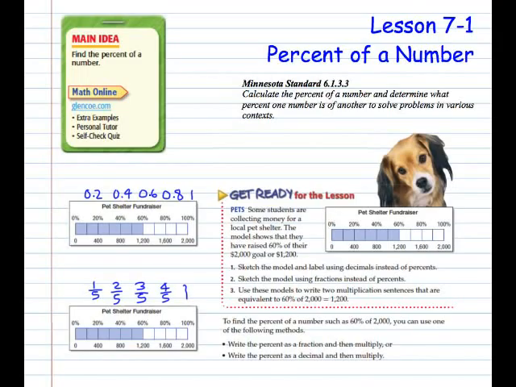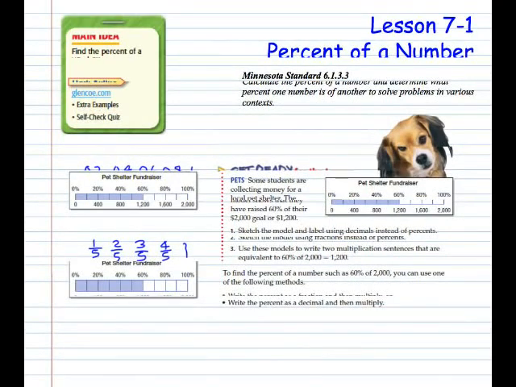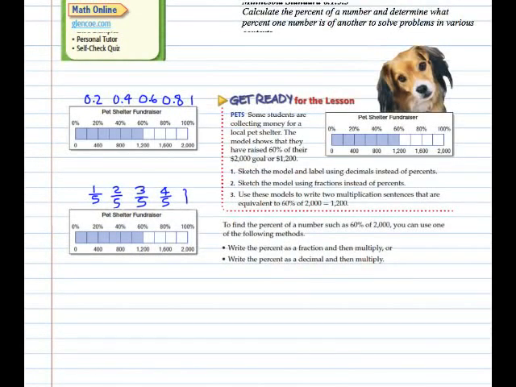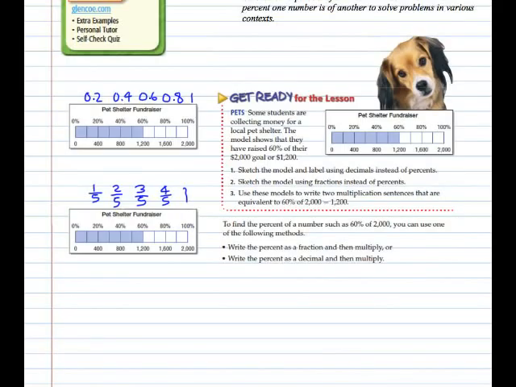Use the models to write two multiplication sentences that are equivalent to 60% of 2,000. Well, if we go up here on our chart, 60% as a decimal is 0.6. So we could say 0.6 times 2,000 equals 1,200, and you can see that that's correct.